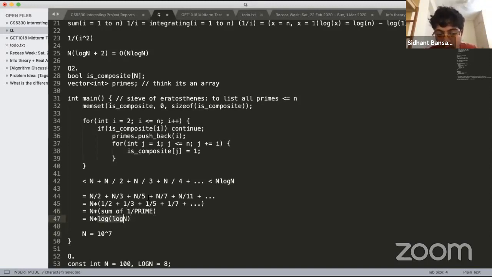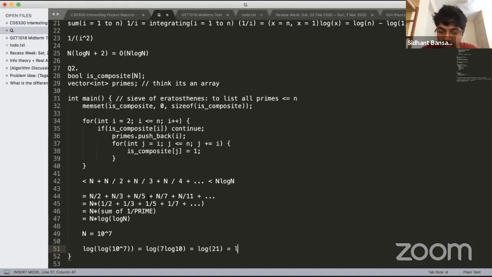Think about what log of 10 to the 7 would be. It'll be roughly log of 7 times log 10, which will be roughly log of 21, which will be roughly 4, I guess, or 5. Obviously these are approximations everywhere. So that's why this thing runs pretty fast even for n of 10 to the 7.